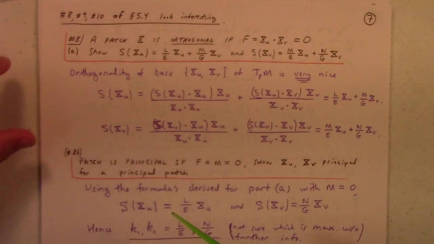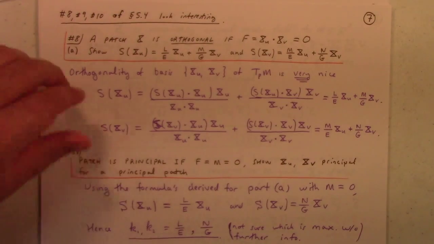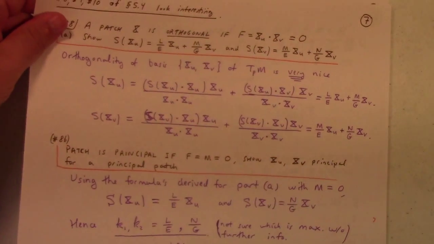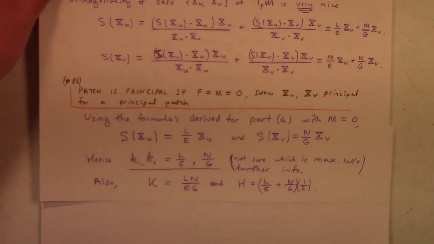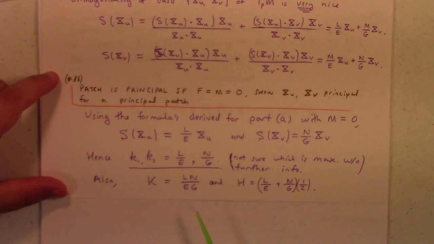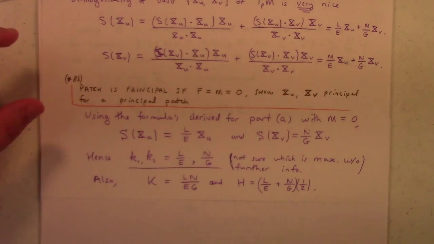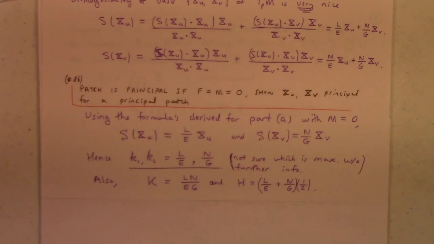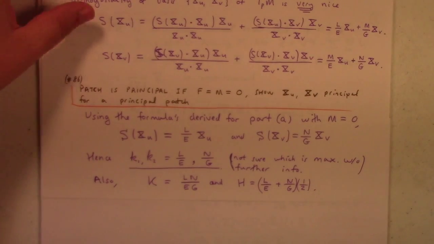Hey, while we're at it, one fun thing to notice is that for a principal patch, the formulas for the Gaussian curvature and the mean curvature are particularly simple. They're just LN over EG and L over e plus n over g times a half. Very nice, very nice. So obviously you'd like to find principal patches when you can, right?